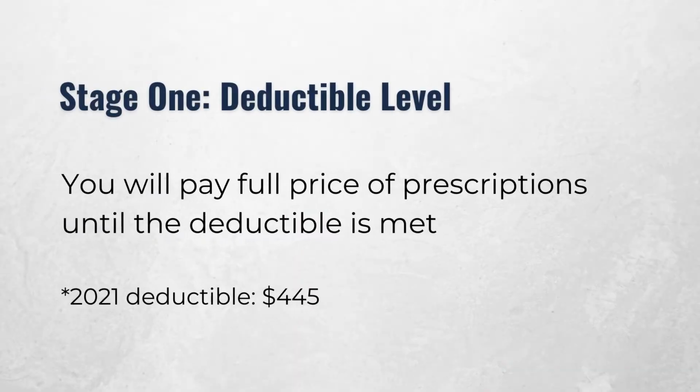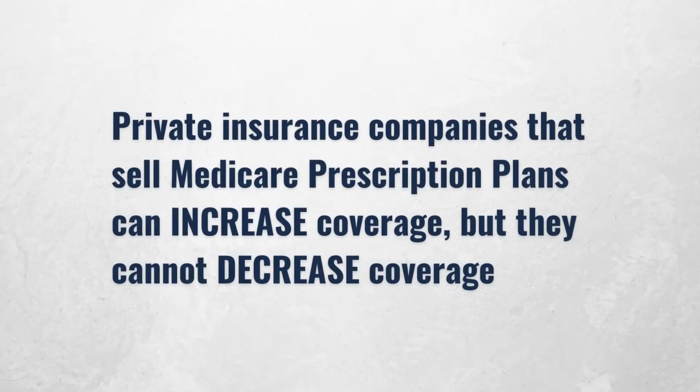And so when you have a deductible, you pay the full price of your prescriptions. And the deductible for 2021 is $445, and Medicare sets that deductible. The other thing with prescription drug plans is Medicare sets a standard plan, and private insurance companies that sell the Medicare prescription plans come in and they can sell the standard plan or they can increase coverage, but they cannot decrease coverage. So coverage can always be enhanced, but not necessarily decreased. So the deductible that Medicare set for 2021 is $445.